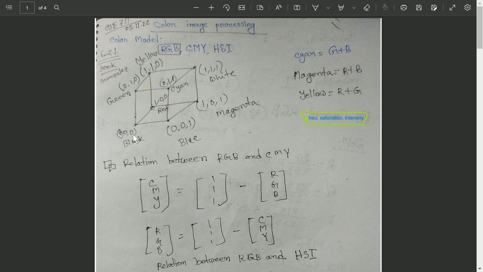When it is 0, 0, 0, it refers to the color black, and when the values of x, y, z are 1, 1, 1, it refers to the color white. Similarly, 1, 1, 0 is yellow, 0, 1, 0 is green, 0, 1, 1 is cyan, 1, 0, 0 is red, and 0, 0, 1 is blue. So thus you can represent all the colors in 3D, three dimensions.